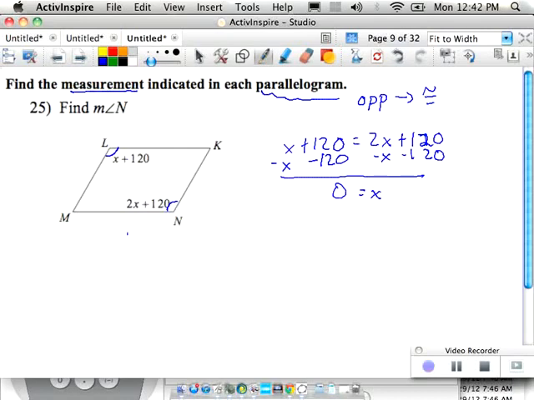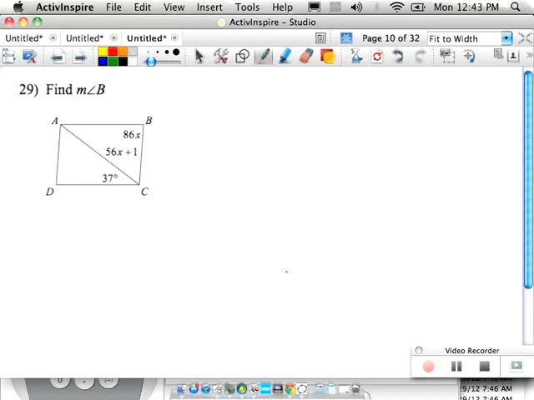X can equal 0. And then if we were to plug it into either one of these, that'd be 0 plus 120 and 0 plus 120. That means that the measure of this angle down here is 120 degrees. Similarly, we got a relationship between these angles, and then we got to plug it back in to find this angle up there, angle B.